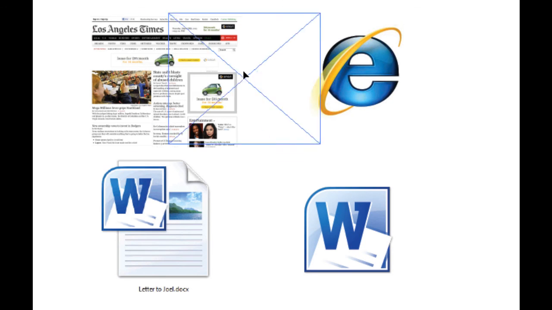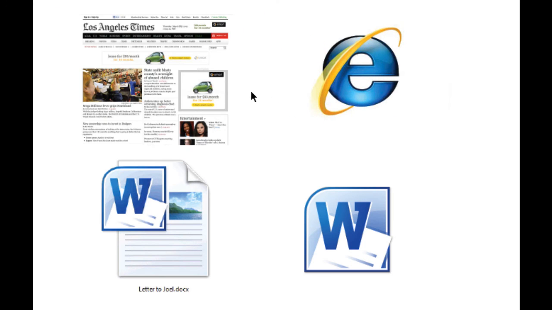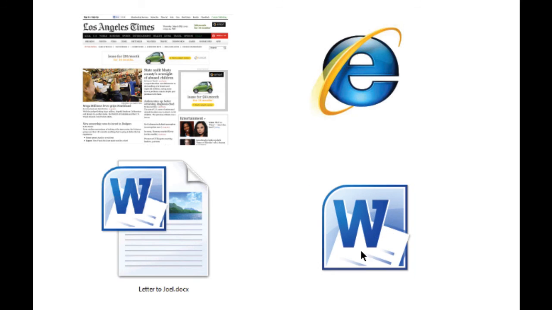And here's a web page. You would open that up in Internet Explorer, and that is just a file being opened up by Internet Explorer. The file resides on a different computer or server out there on the internet, and I am opening it up and looking at it just like I'm opening up Letter to Joel in Microsoft Word to read the letter to Joel. So that's just an extra concept there that I want you to understand.